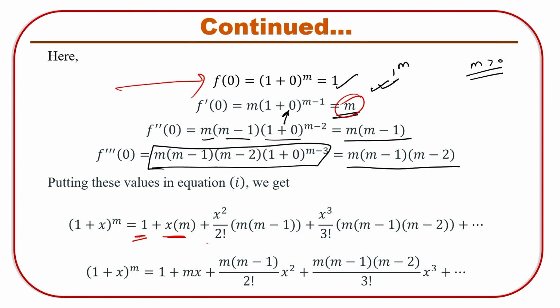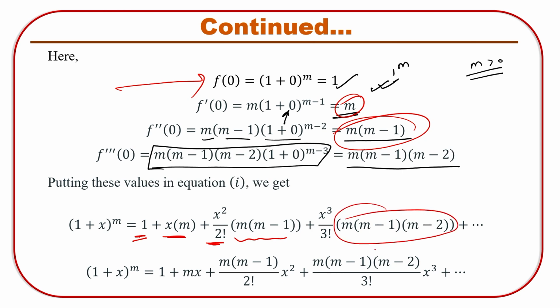x square by factorial 2 into f double dash of 0, f double dash of 0 is equal to m into m minus 1, f triple dash of 0 is equal to m into m minus 1 into m minus 2 and so on. So, for 1 plus x to the power m, simplify the whole expression and this will come out as 1 plus mx, plus m into m minus 1 by factorial 2 x square, plus m into m minus 1, m minus 2 by factorial 3 x cube and so on, right.